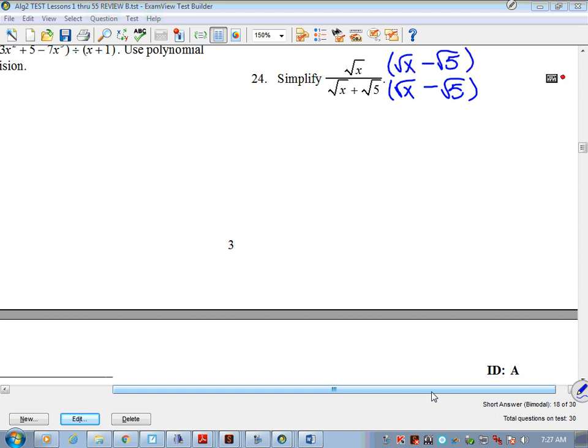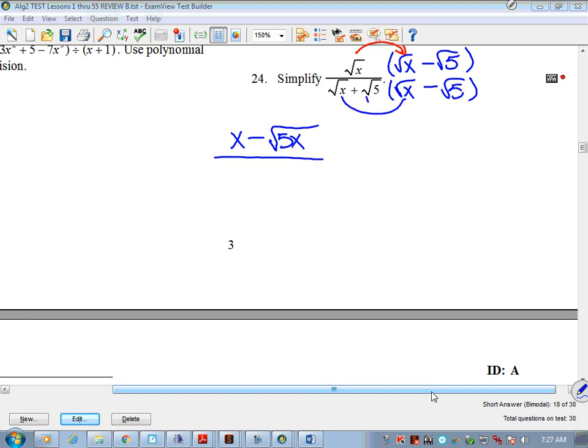Then we're going to distribute. We can distribute across the top. So radical x times radical x would be radical x squared. Anytime I multiply a radical by an identical radical, I'm going to get just that whole number, so in this case x. And then radical x times negative radical 5 is going to be negative radical 5x with all of it in there, because that won't reduce on its own.